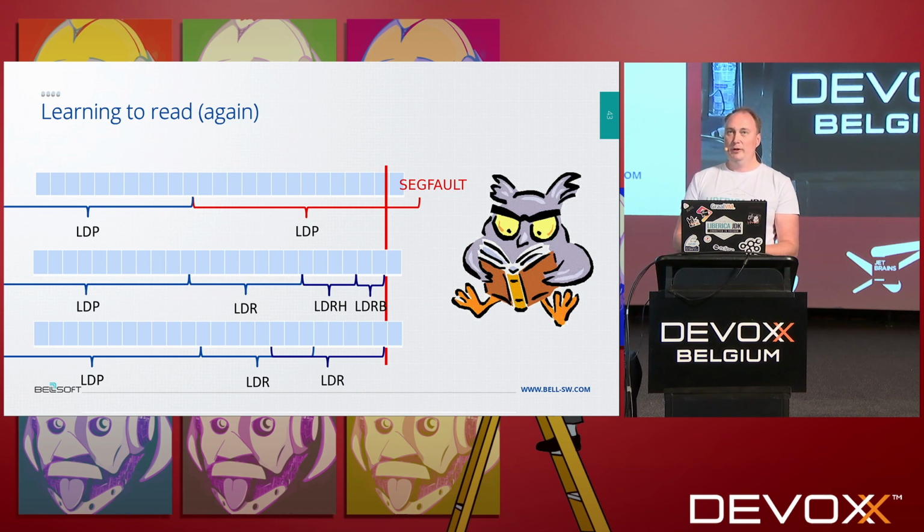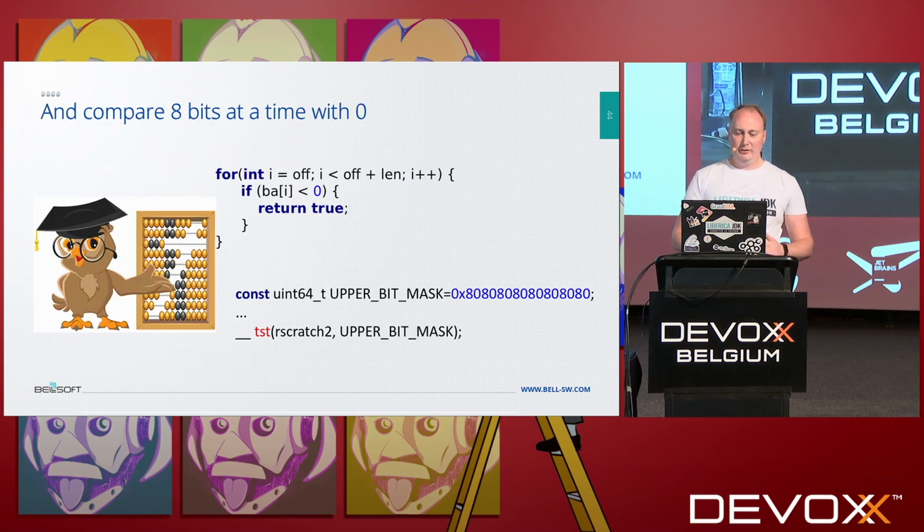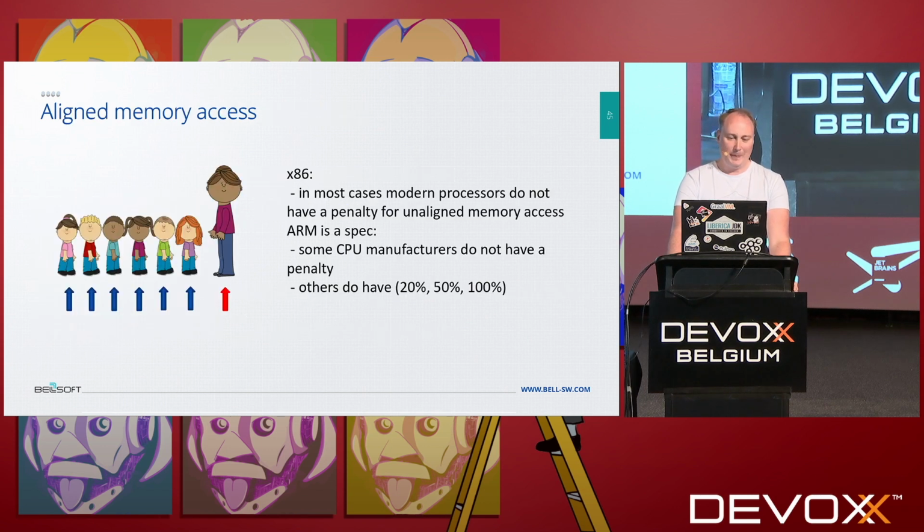Instead, we can do intersecting pair loads and then filter the data that we have read twice. Okay, let's do it. There's a nice instruction in the ARM instruction set called test, where we can use a bitmask to filter out the data. Did we solve all the problems? Oh no, we're just in the middle of the road.